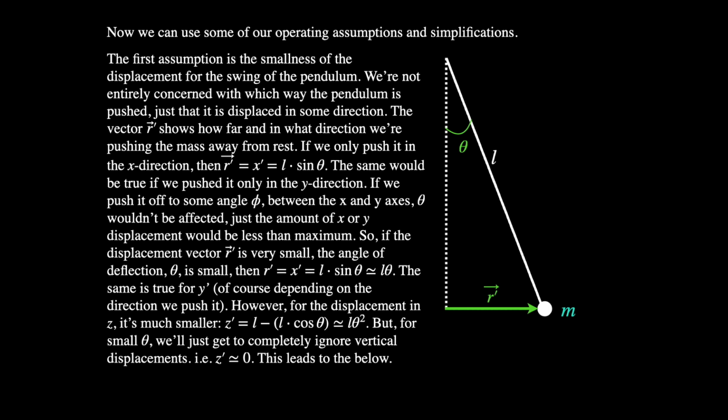The first thing we're going to assume is that the displacement of the swing of the pendulum is small. So it's not a big swing. We're not going to be swinging this thing back and forth. We're not going to be like the kid in the park who is trying to get the swing to go over the top of the bar. No, this is a very small swing.